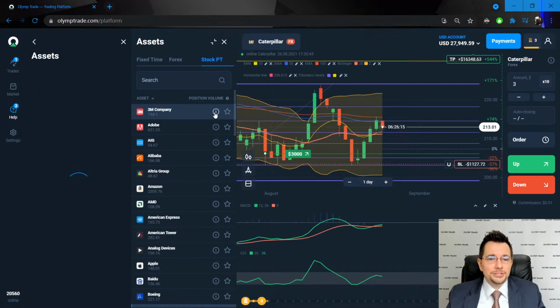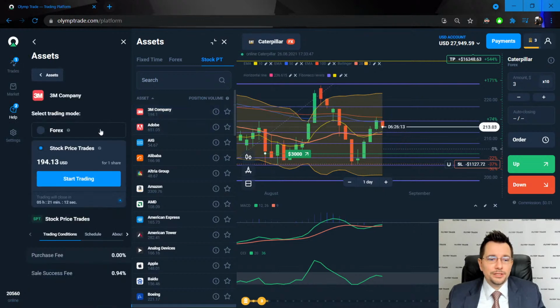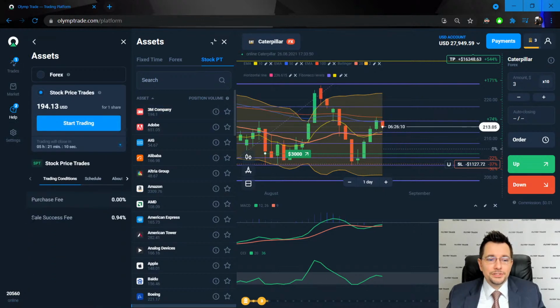And you can get that information right here by clicking on the information button. And so here's the sales success fee, less than 1%. You don't pay anything for buying into the asset.